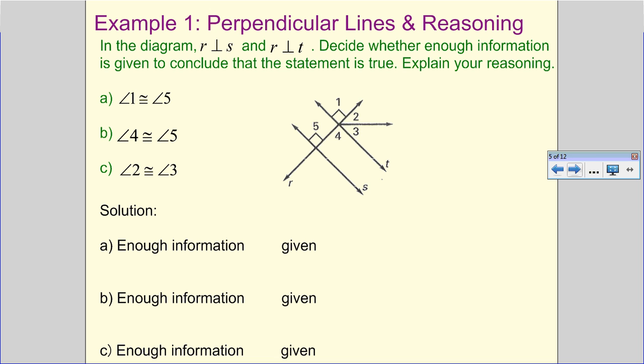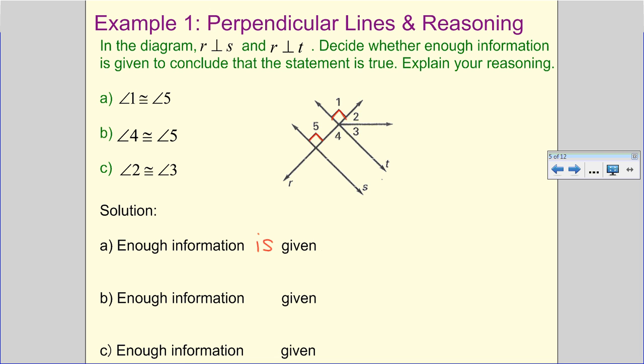Perpendicular lines in our reasoning is example 1. We know line R is perpendicular to line S. We see the 90-degree angle mark here. And we know line R is perpendicular to line T. We see the 90-degree angle mark in there. So we understand that they're perpendicular. Then decide whether enough information is given to conclude that the statement is true. Explain your reasoning. So for A, we want to decide, is angle 1 congruent to angle 5? And enough information is given.